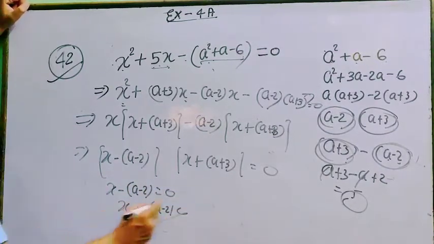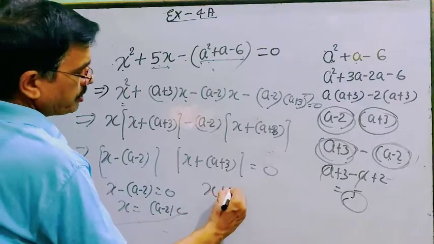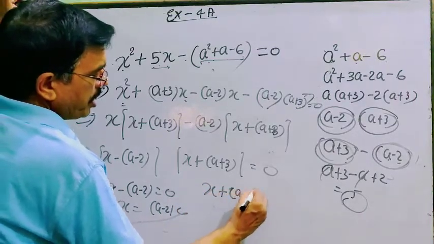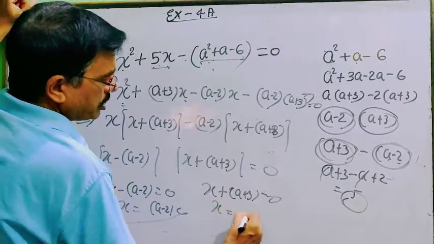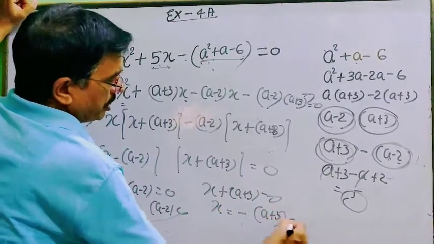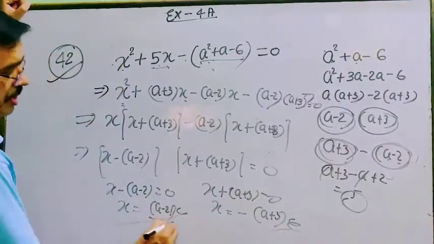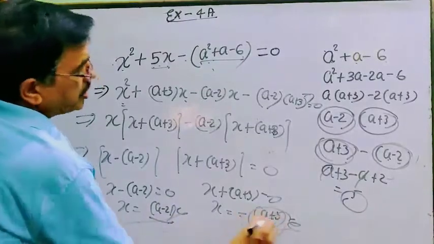First answer is this. Similarly here, when you write x + a + 3 = 0, so x is equal to −(a + 3). So there are two answers. One is a − 2, another is −(a + 3).